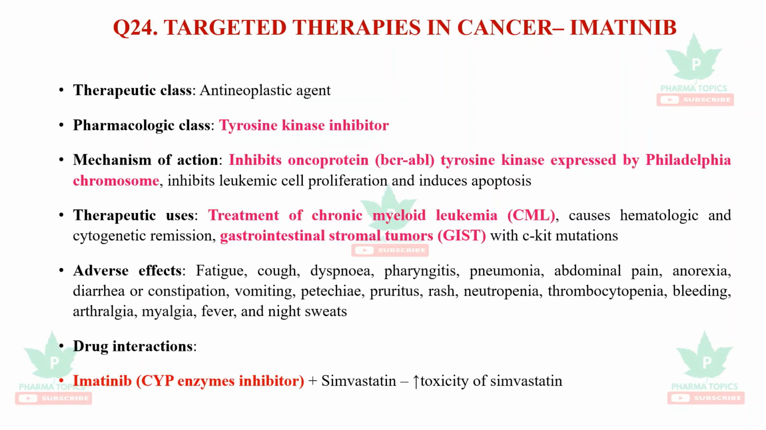Question number 24 is imatinib. It is a very important drug asked in several question papers. It's a tyrosine kinase inhibitor, anti-cancer drug. It inhibits the translocation, that is the BCR-ABL gene, which is overexpressed due to the Philadelphia chromosome. That usually happens in chronic myeloid leukemia and gastrointestinal stromal tumor.